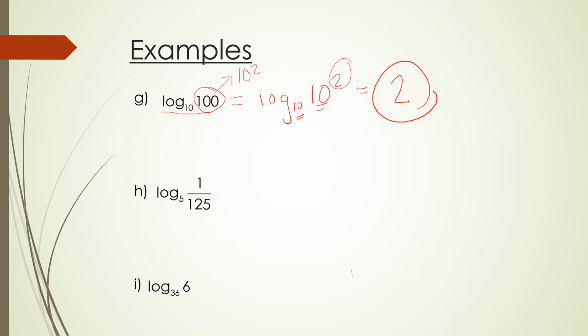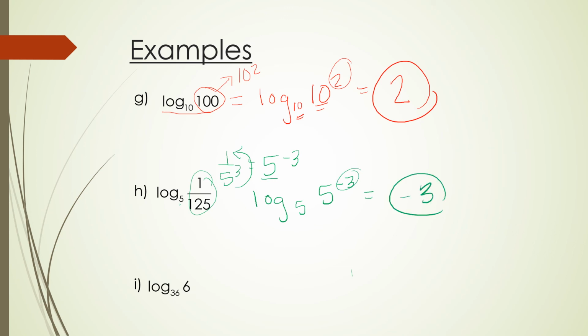All right, let's see if I can do that with this. Can I write 125 as a 5? Well, I know 125 is 5 cubed. Can I write that where 5 is the base? Yeah, because if I make that a negative exponent, that means it's in the denominator. So I'm going to rewrite this as log base 5 of 5 to the negative 3, so that it equals that exponent of negative 3.